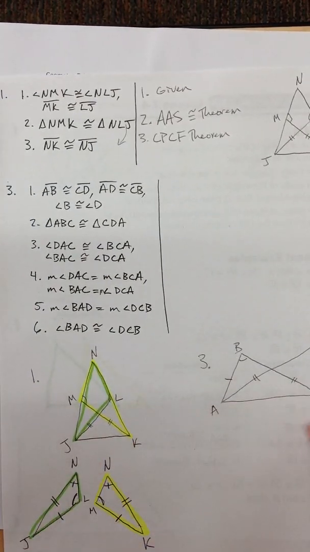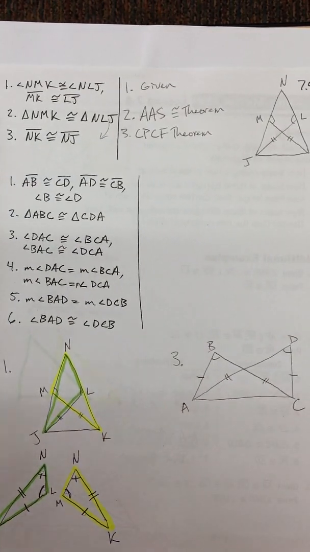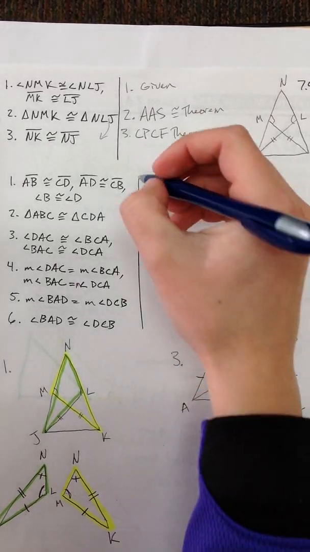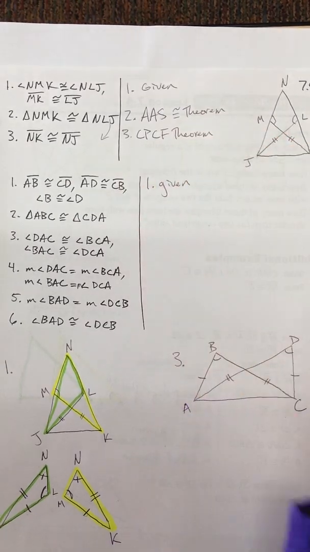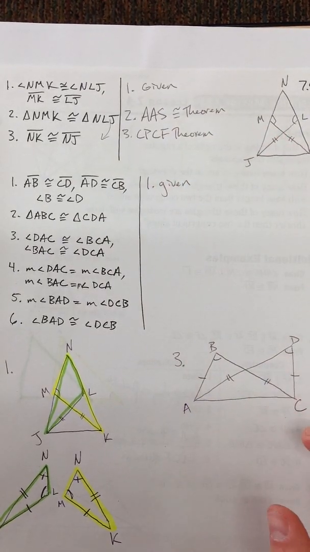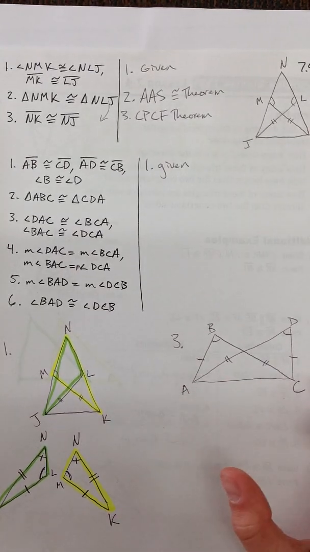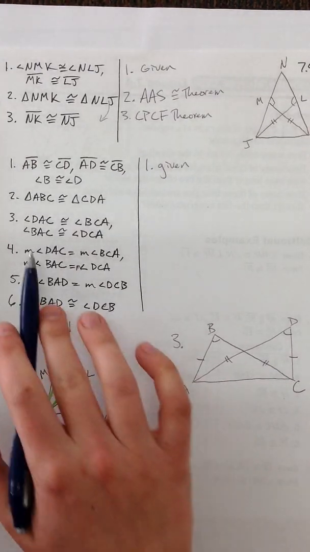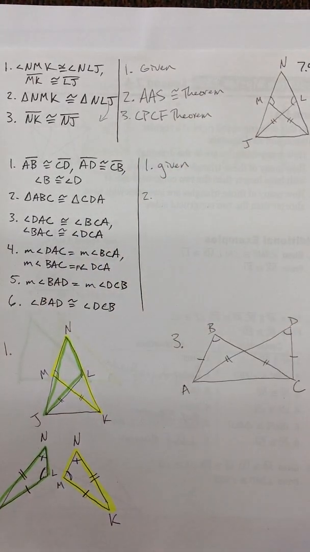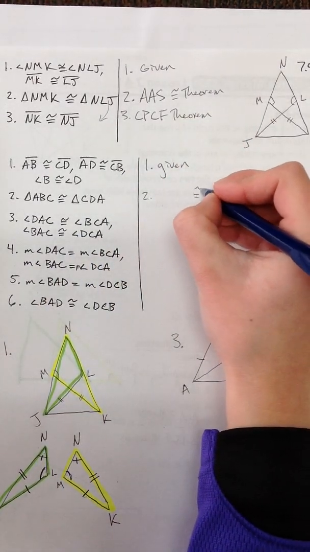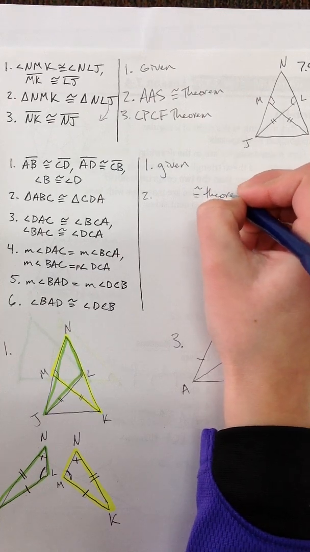Alright, so with this one, we are starting off with those segments matching up and then those angles matching up. Well, that's exactly what they told us in the given. So that first one is given. Okay, now that we've got that information, we're jumping right away to our two triangles being congruent, so this is where we're looking for our three-letter congruence theorem.